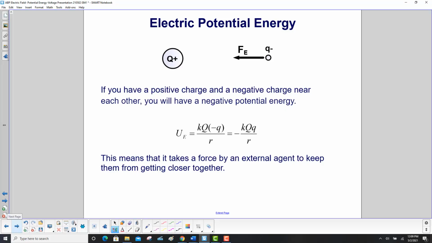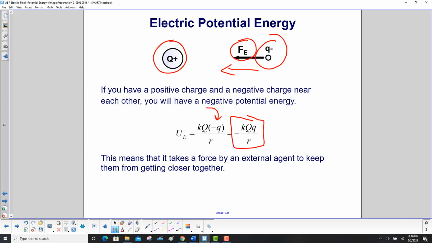If you have a positive charge and a negative charge near each other, you have a negative potential energy, right? You put in negative q there, multiply through, and you get a negative kQq over r. That means it takes a force by an external agent to keep them from getting closer together, right? They want to go like that. The electric field force is moving the charges towards each other. So if we take an external force, it has to push in that direction to keep them from getting together.